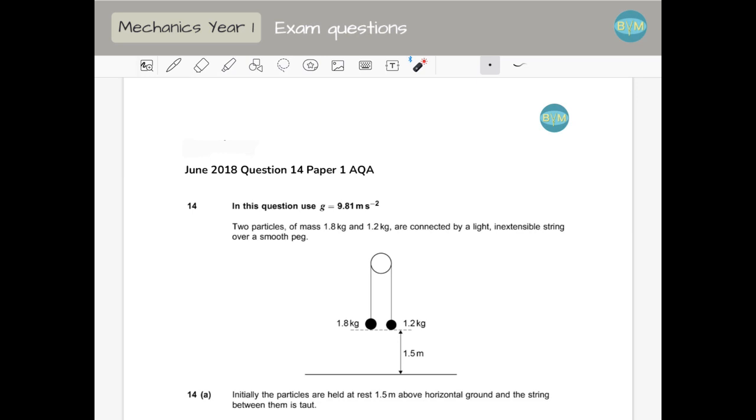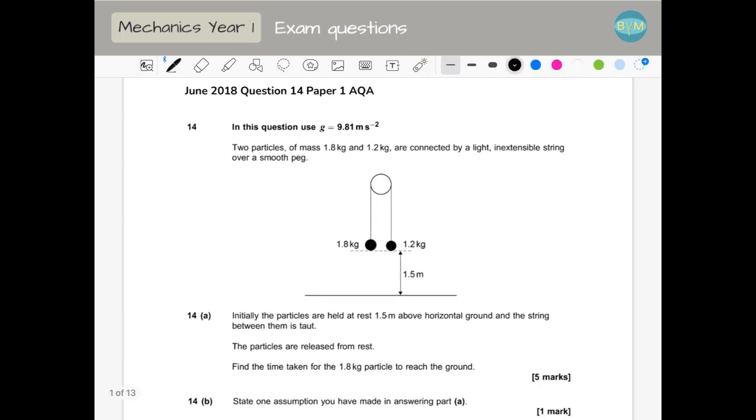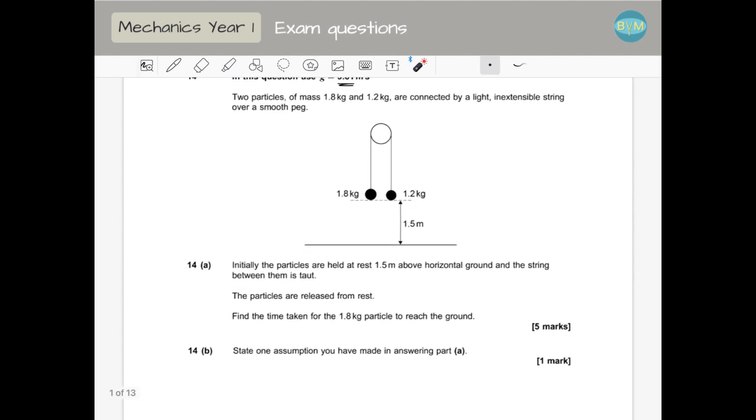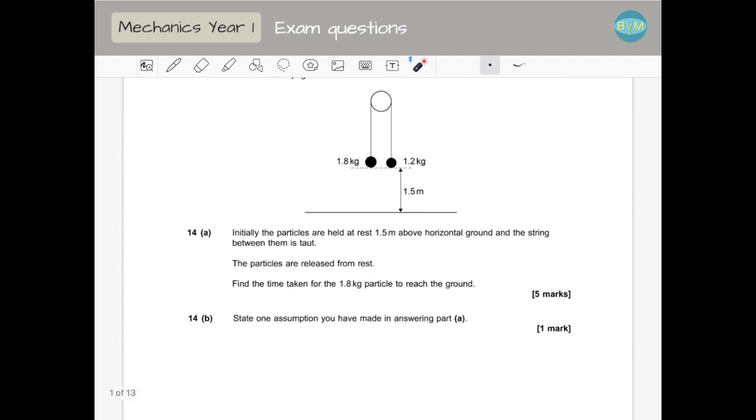Hello, this is question 14 on your June 2018 paper 1 from AQA. You have to use g = 9.81, just be careful because usually we use 9.8 if they don't say anything. Two particles, mass 1.8 and 1.2, are connected by a light inextensible string over a smooth peg. Initially, the particles are held at rest 1.5 meters above horizontal ground, and the string is taut. The particles are released from rest. Find the time taken for this one to reach the ground.